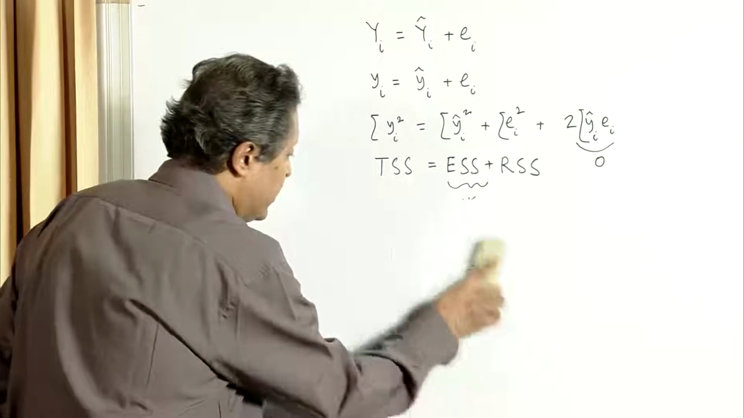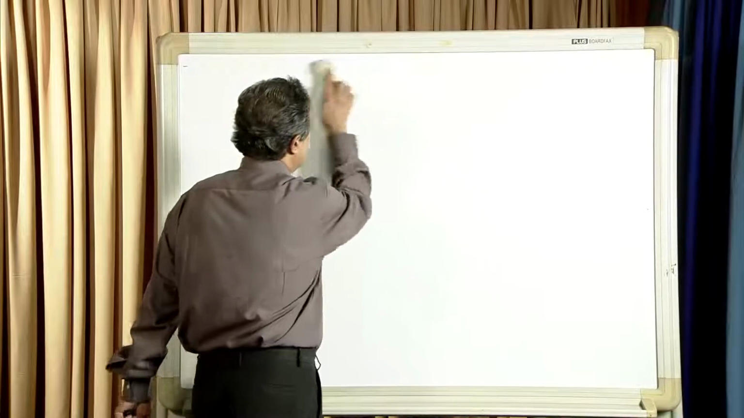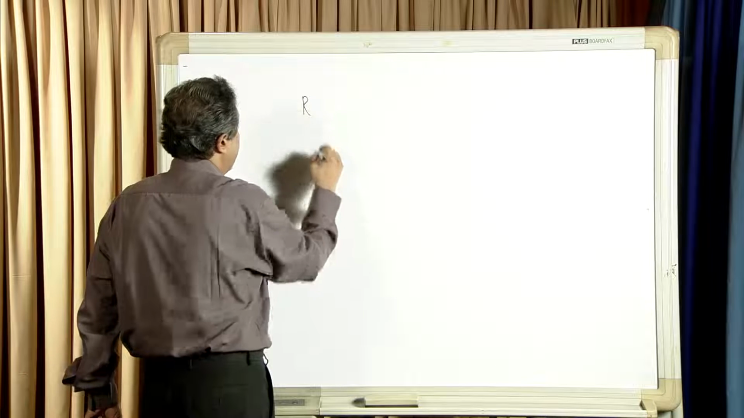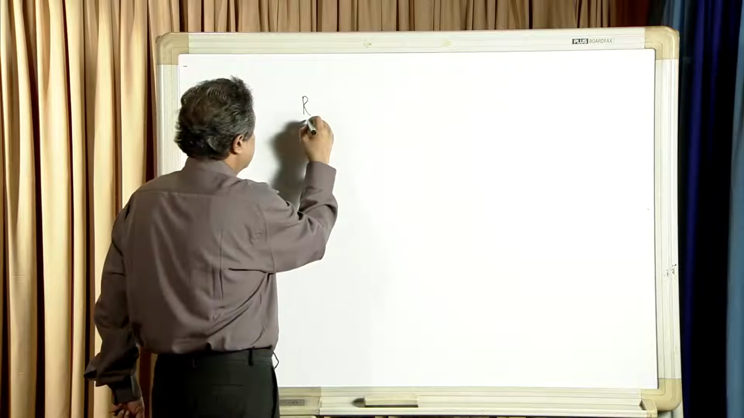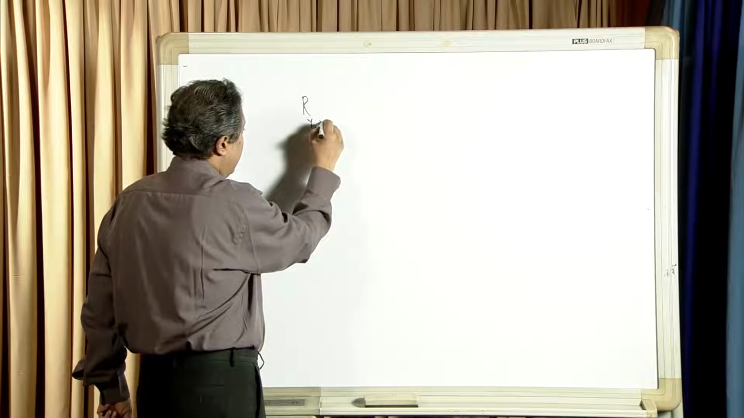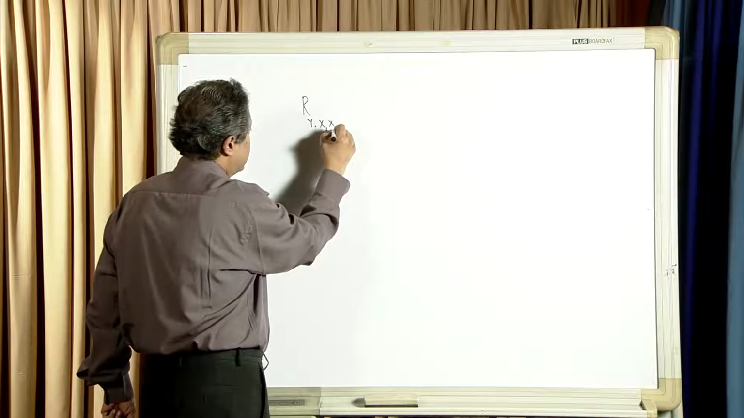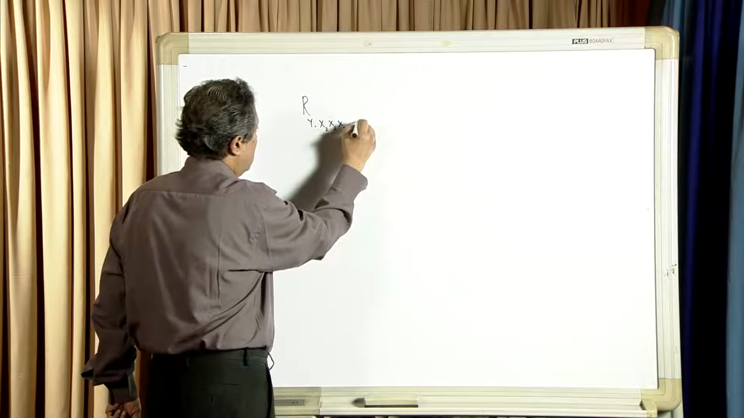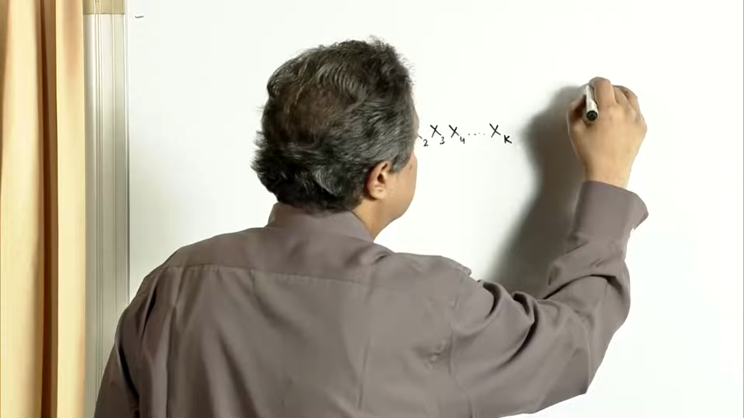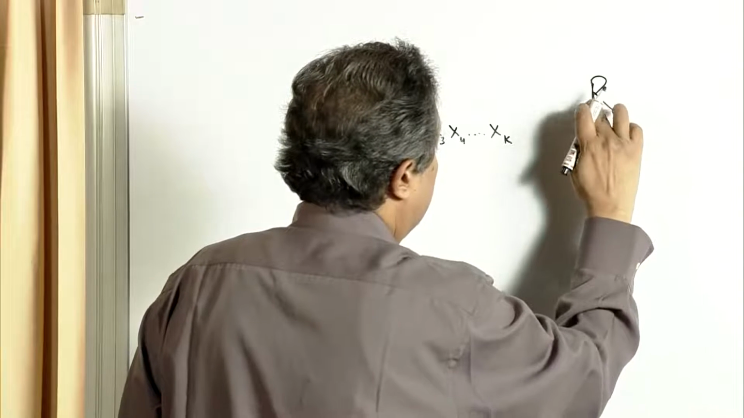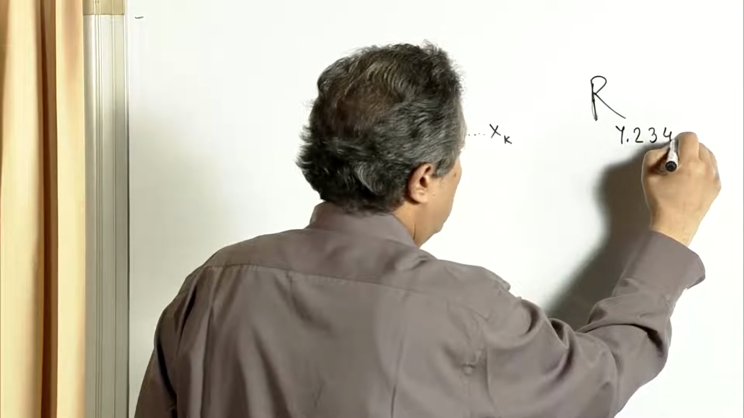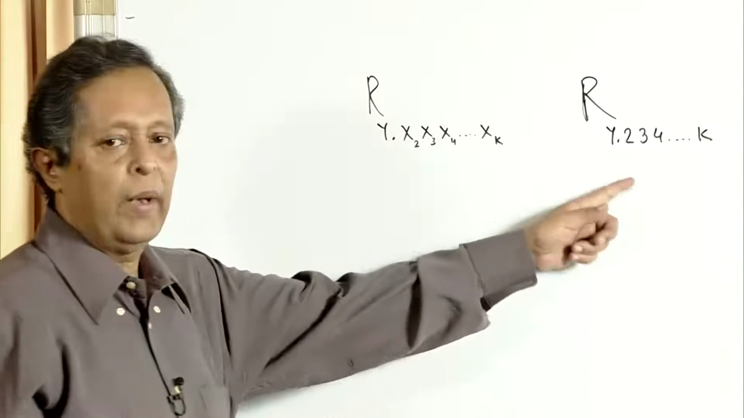So, as I just now mentioned, R square is the square of the multiple correlation. R is actually written as R, the correlation between y on one hand and x2, x3, x4 up to xk on the other hand. The literature also mentions R as R between y and 2, 3, 4 dot k. So, these are different ways of writing R.